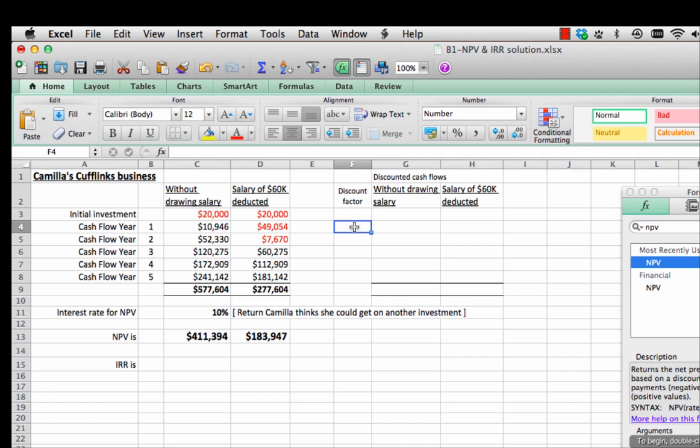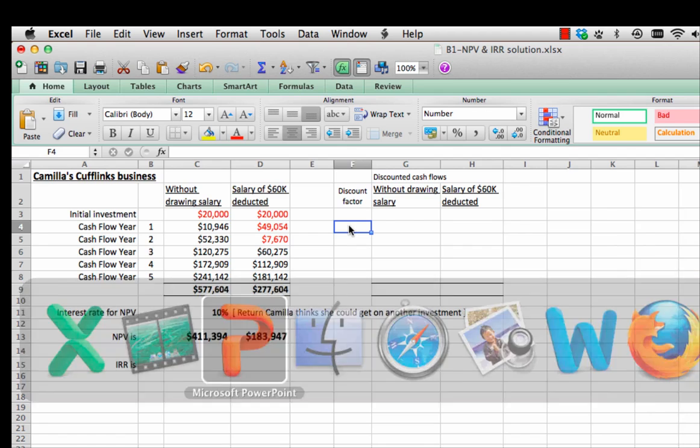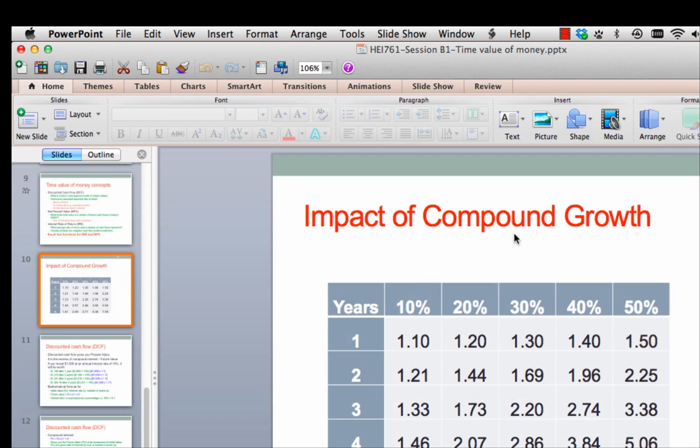So I'm doing that by showing you what the discount factor is. Now, if we have a look at the PowerPoint slides, we looked at compound growth, and we noticed that as the years go by, because you're getting interest on interest, then rather than increasing by a fixed amount each year, so instead of year 1 you add 10% and it goes to 1.1, year 2 you don't add another 10% and go to 1.2, because you're adding 10% on top of the 1.1 that you've already got rather than just 1. So actually you're getting 1.1 times 1.1, which is 1.21.